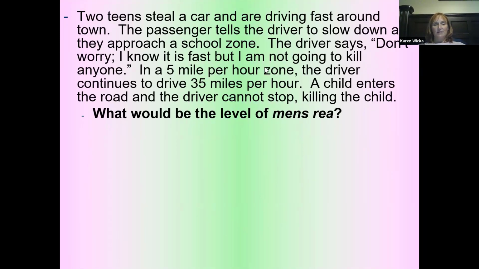Okay, next one. So two people are driving around town. The passenger tells the driver to slow down as they approach the school zone. The driver says, "Don't worry, I know it's fast, but I'm not going to kill anyone." In a 5 mile per hour zone, the driver drives 35 miles per hour. A child enters the road and the driver can't stop, killing the child. What level of mens rea is this? So intend to act. They intend the result. Was it virtually certain somebody was going to get killed? Did you not intend the result? Or is it a stupid mistake? Hopefully you said reckless. Intended to act, you chose to speed, you just didn't intend the result that would occur. Okay, that's mens rea is reckless.